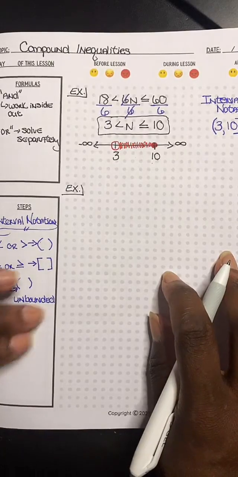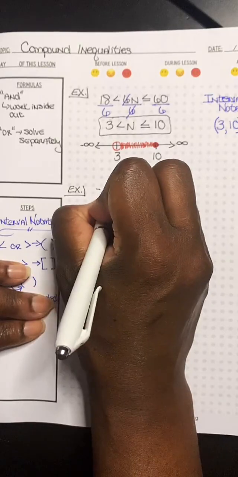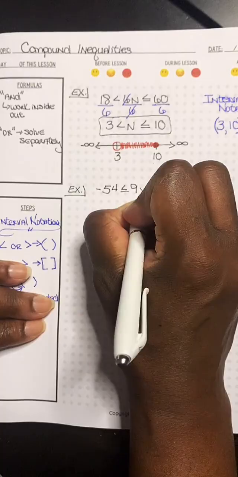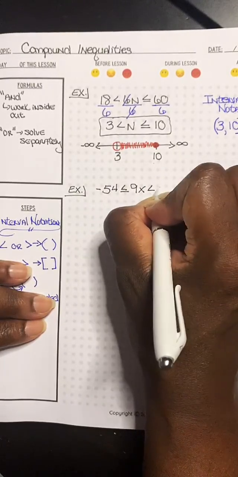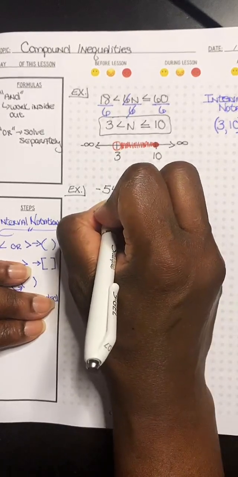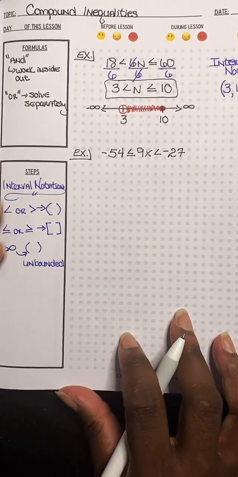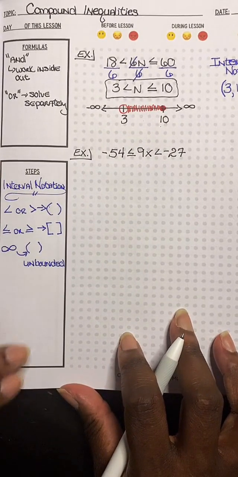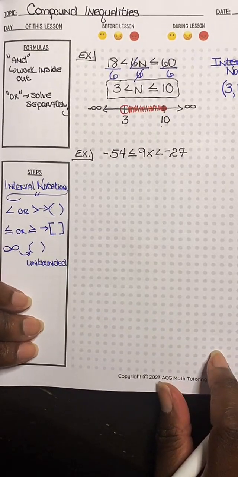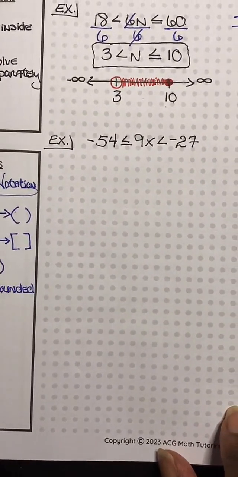All right. So let's try this. Negative 54 is less than or equal to 9x, which is less than negative 27. Let me zoom in a little bit so you guys can see.